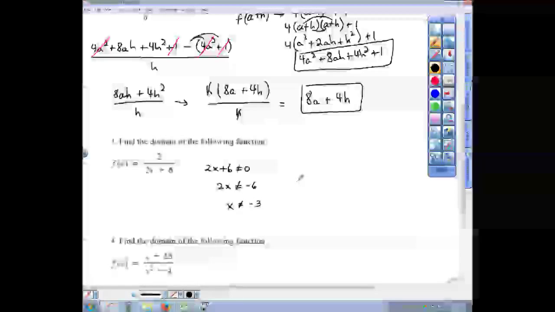I prefer that you write it in interval notation. So negative infinity, instead of going all the way to positive infinity, we have to take a break here at negative 3. So what this means, this interval right here, is all real numbers except negative 3 is excluded. This would be the domain of f.